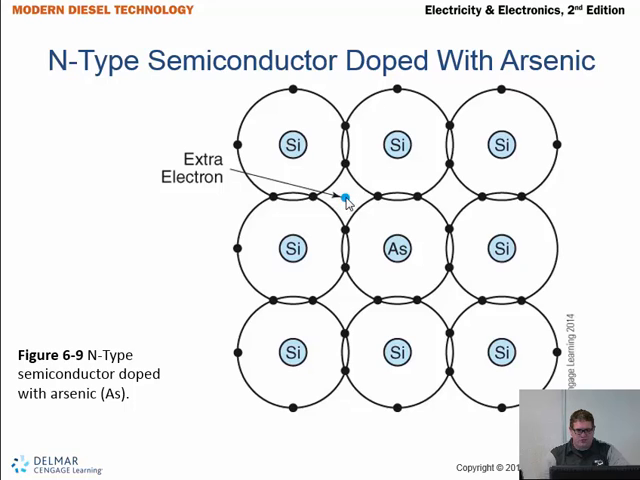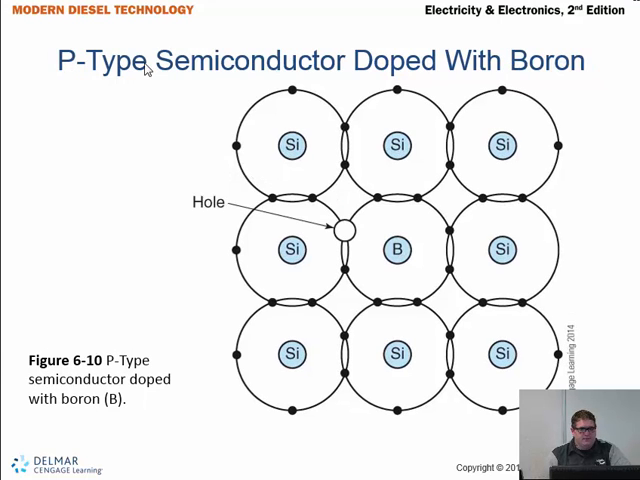So here we have our extra electron in our N-type. Okay, N-type semiconductor doped with arsenic, As. It's the chemical element. All right, P-type semiconductor doped with boron. Okay, and see here, you see we have our extra hole there.